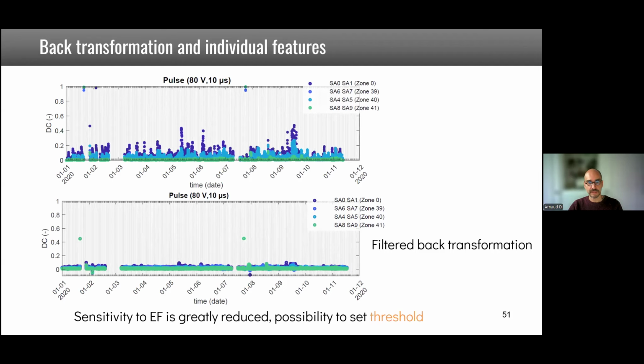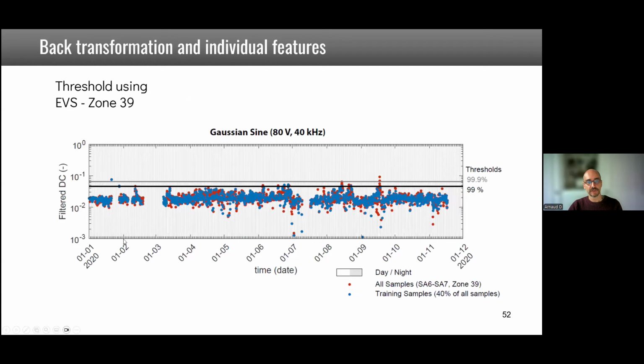And it's so good that I can set the threshold. This is a threshold on one of the zones, zone 39 now. I can look at my indicator, put my threshold also with extreme value statistics, if I remember well. And you see that except for maybe one point, when you have one point out of line in a chart like that, it's really not a problem. You can filter it out as an outlier. It's just one event. But you see that now we can set the threshold at 99.9% and really monitor and see what's going to happen.